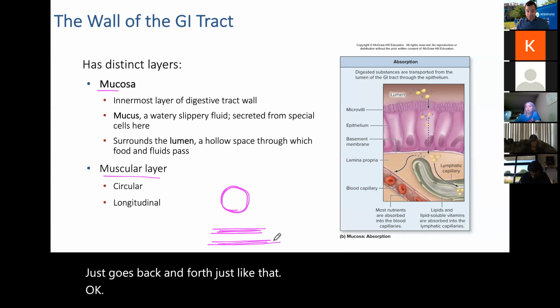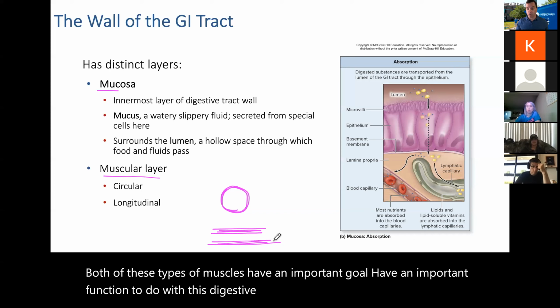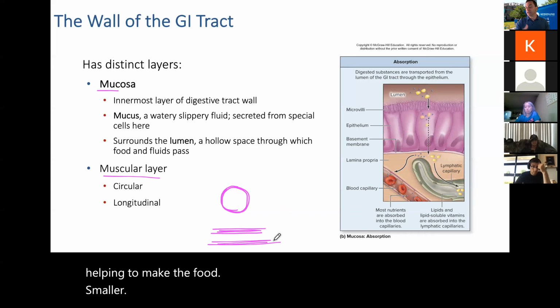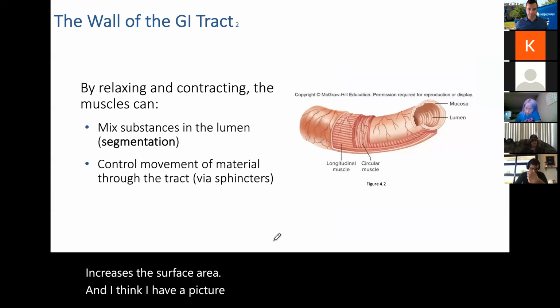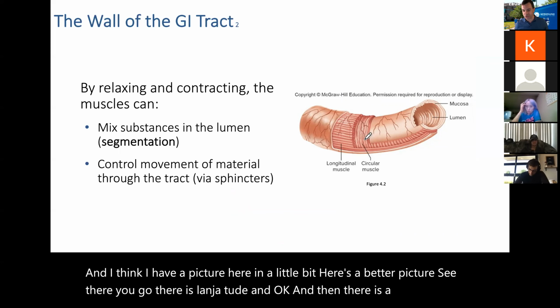Both of these types of muscles have an important function to do with this digestive tract. One is going to be helpful in making the food smaller, which increases the surface area. And I think I have a picture here in a little bit. Ooh, here's a better picture. See, there you go. There's longitudinal. Okay. And then there's a circular. So there you can kind of see the two orientations.